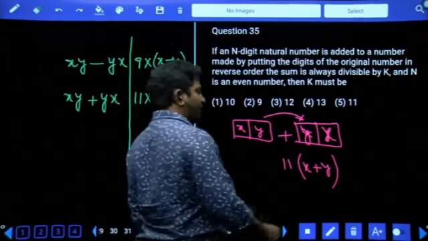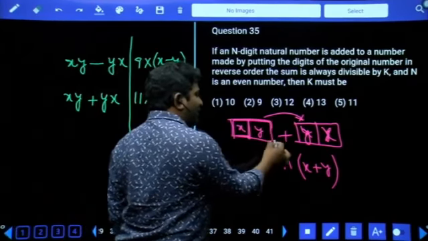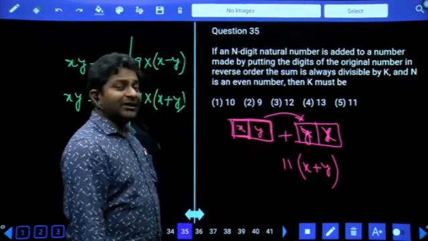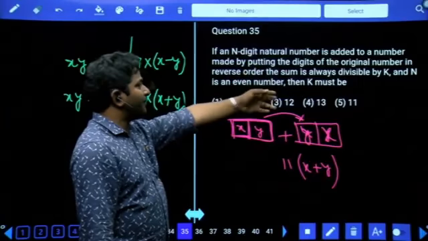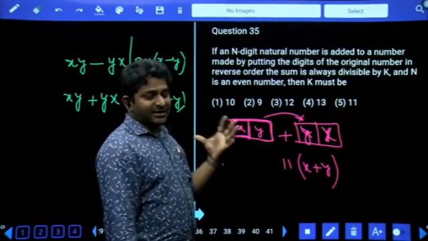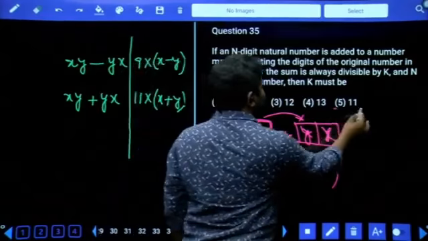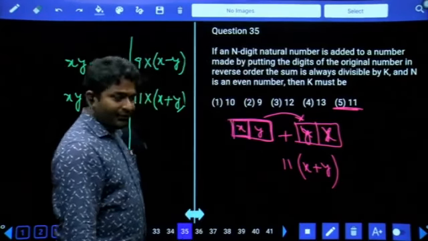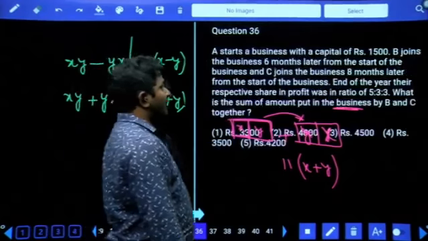So using that point, the number of digits, they said, is a two-digit number or an even number. So n is an even number. So it may be a two-digit number or a four-digit number or a six-digit number. It has to be a multiple of 11. Fifth option is our final answer.